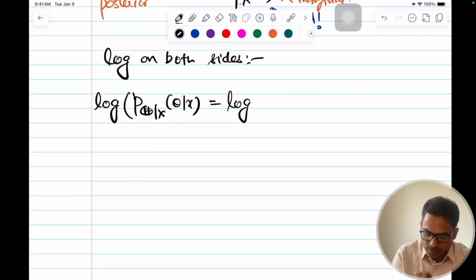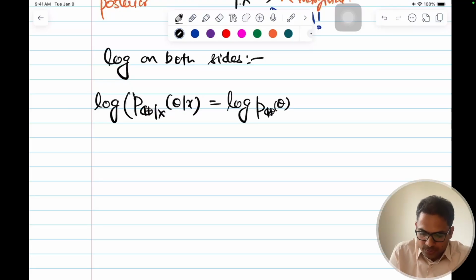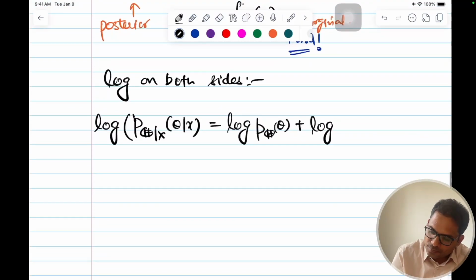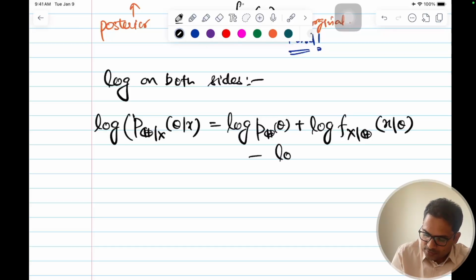So log of p(theta), plus log of the likelihood, that is f of seeing x given theta, and then minus log of f_X(x).